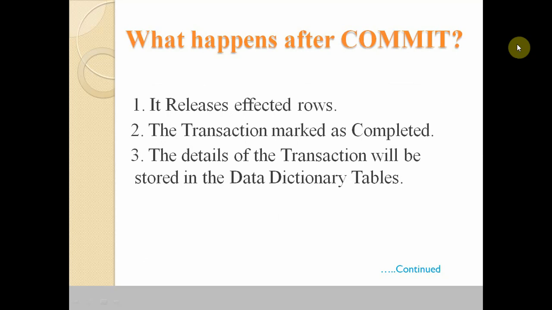Next is, what happens after commit. After a commit statement is issued and executed, three impacts on the database happen. Number one, it releases all the affected rows. Number two, the transaction is marked as completed. And finally, number three, the details of the transaction are stored in the data dictionary tables.